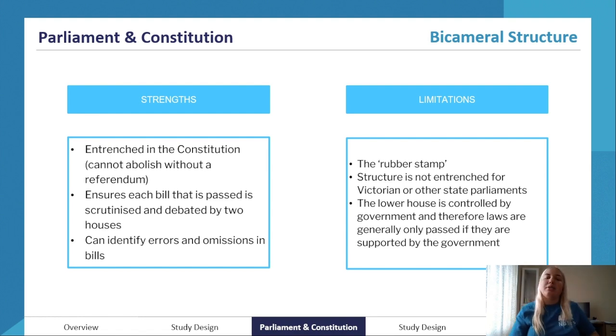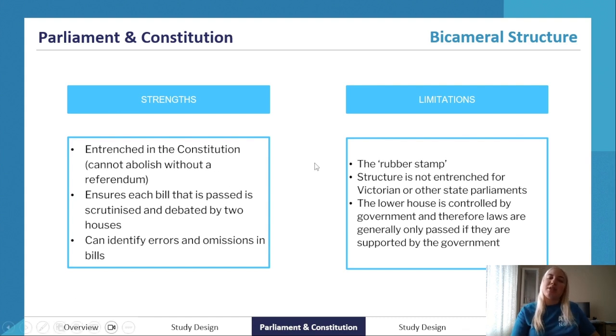Another problem is that the lower house is controlled by government, so the majority of seats are held by one party, and therefore laws will generally only be passed through the lower house if they are initiated by the government party or they're supported by the government party. So this is really problematic because that basically means any laws that are not initiated by the government or not approved by the government, so initiated by another party, but they're still beneficial laws, they likely won't get approved through the lower house, and will fail because we said bills need to pass through both houses.